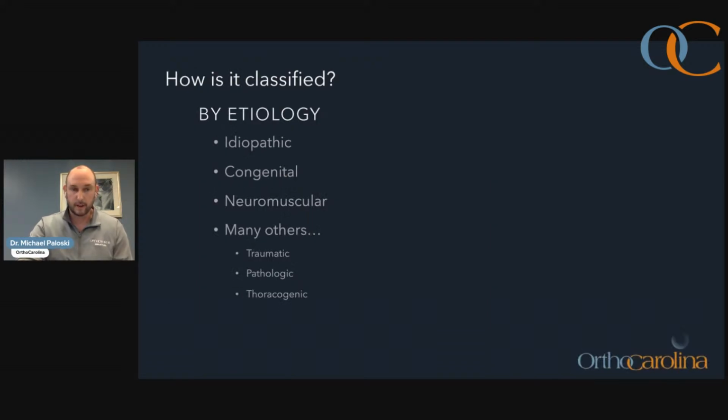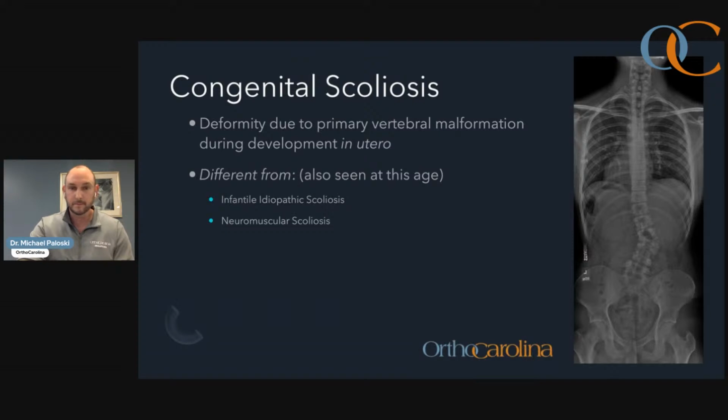So how is it classified? There's a lot of different ways to get curves in your spine. Idiopathic is the most common, and I'll go over these in a little bit more detail. There's also congenital scoliosis, neuromuscular scoliosis, and many others. But the most common ones we see here in the Pediatric and Adolescent Center are idiopathic, congenital, and neuromuscular scoliosis.